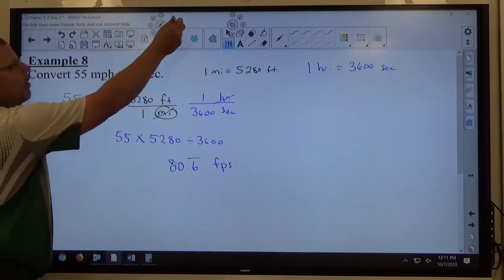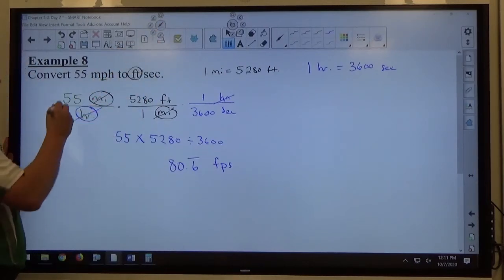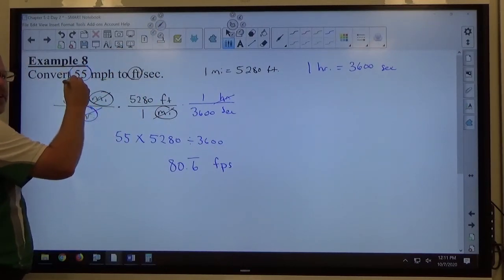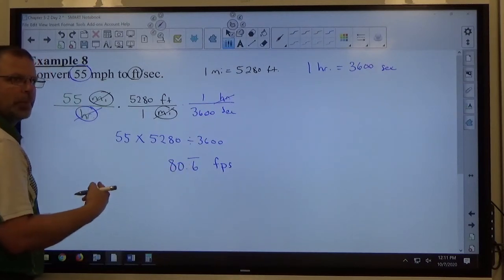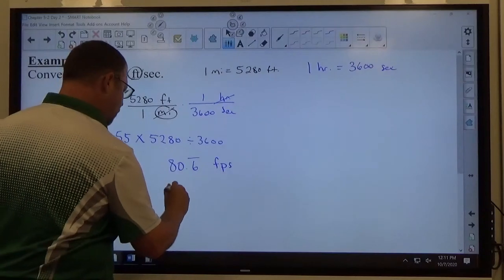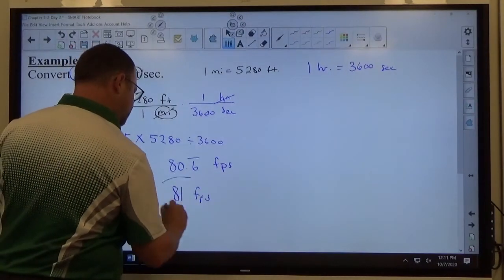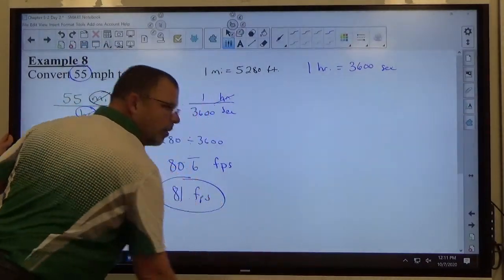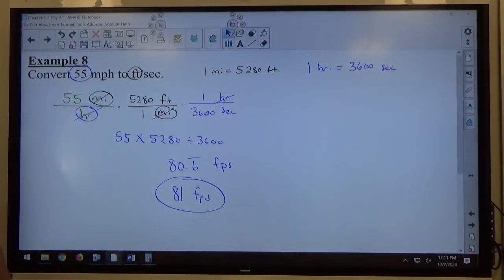And again, we want to round to the correct number of significant digits. 55 has 2 sig figs. 80.6 repeating has infinity sig figs, right? So we need to round that to 2, so that's going to be 81 feet per second. That would be the best final answer based on the rules involved in this book.